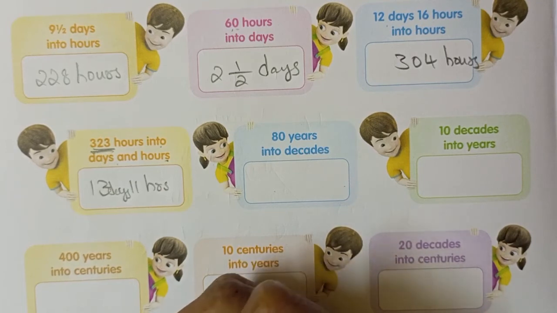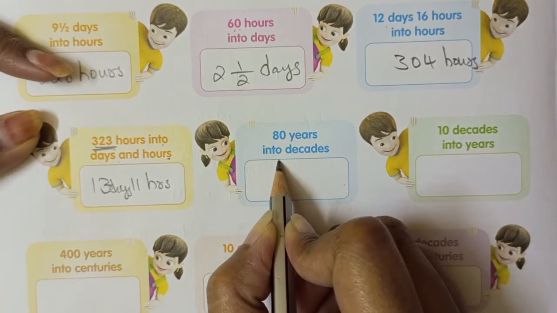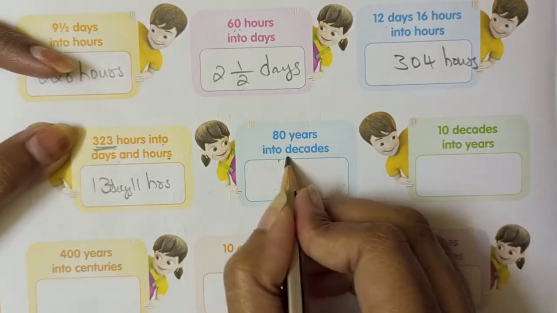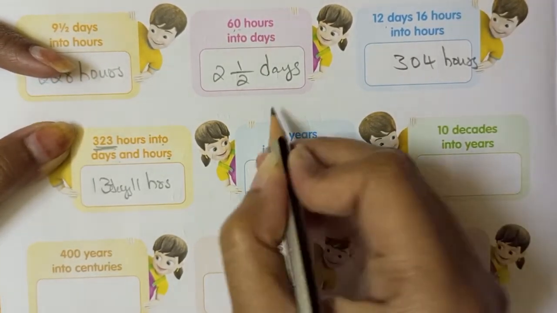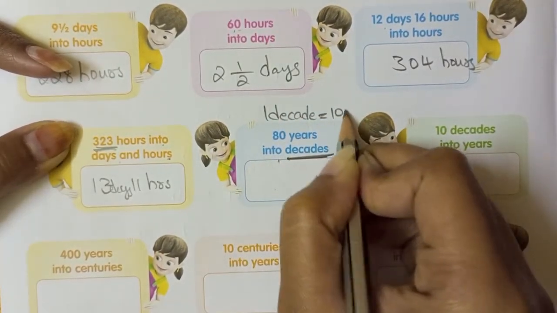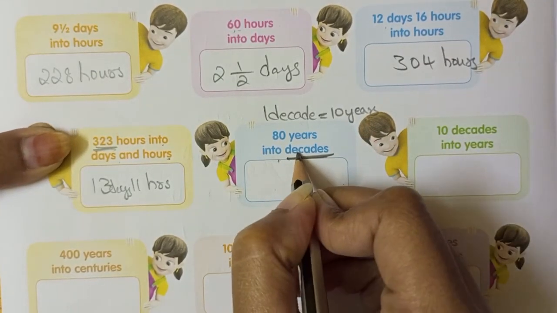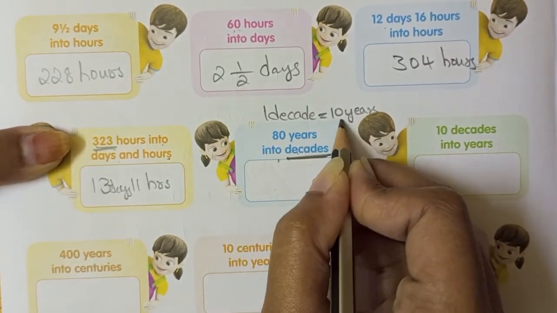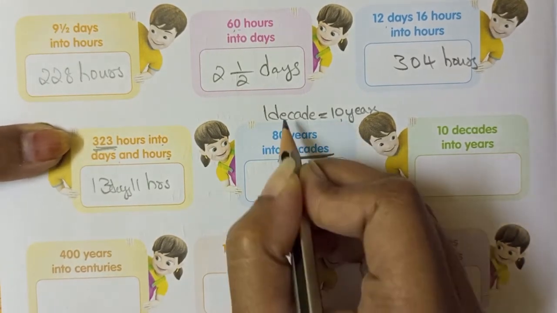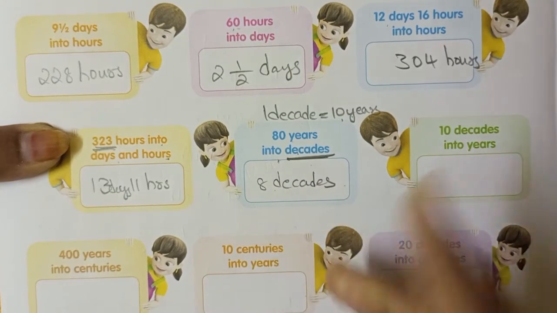Now the next one. 80 years into decades. A decade means 10 years. One decade is equal to how many years? 10 years. So 80 years means 8 decades.